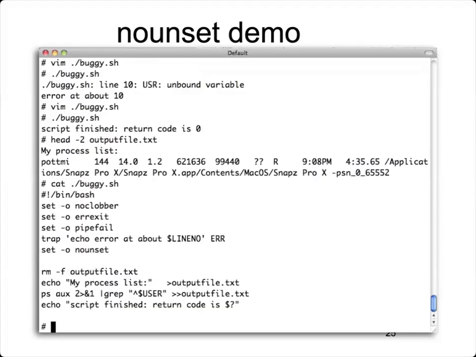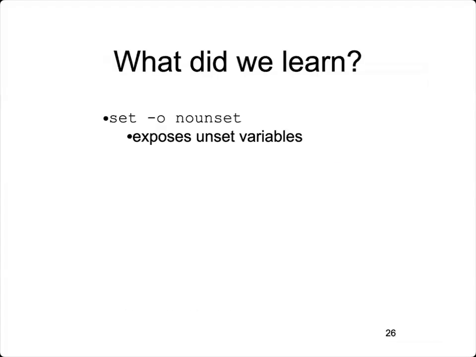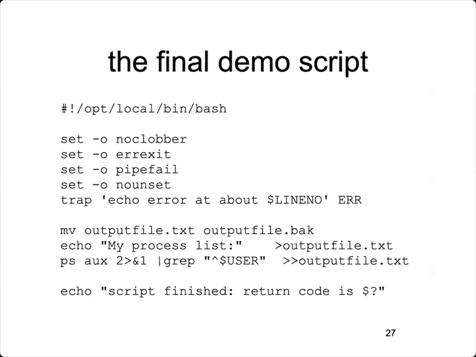All right. So what did we learn? The no unset option exposes unset variables. I almost never would want to tolerate an unset variable in a script. So that one's a good one. All right, so let's look at the final script here.